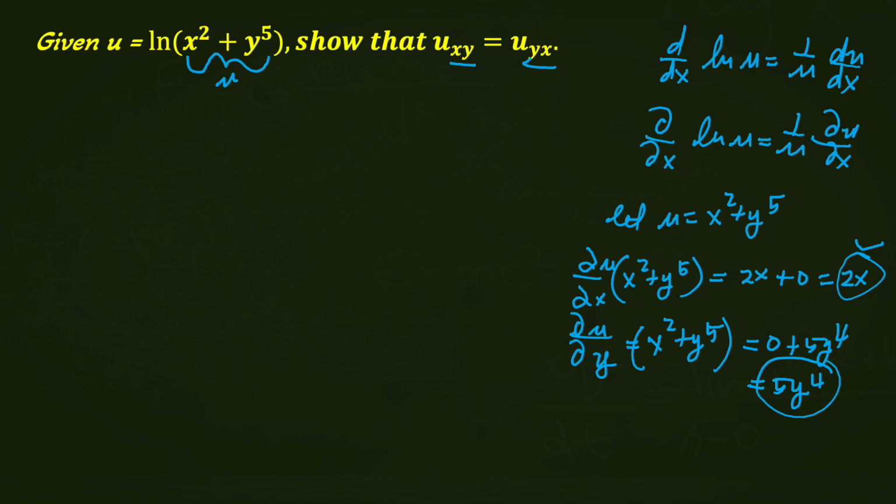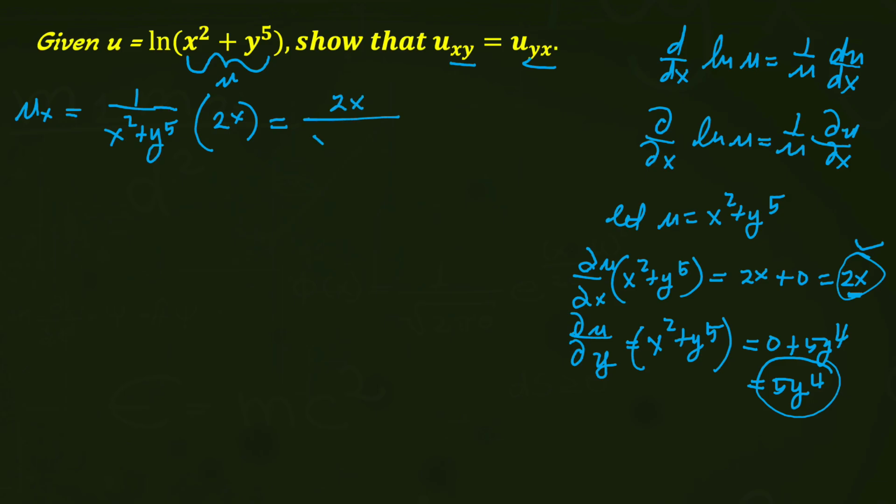So in other words, we will find u sub x, with the original given function ln of x squared plus y to the fifth. U sub x is equal to 1 over x squared plus y to the fifth power, that is the value of u, and then we'll multiply that by the partial derivative of u with respect to x, which is 2x. Simplifying, this will be equal to 2x over x squared plus y to the fifth.